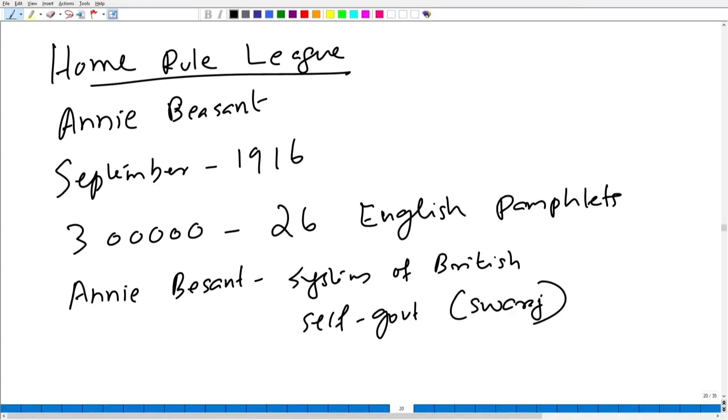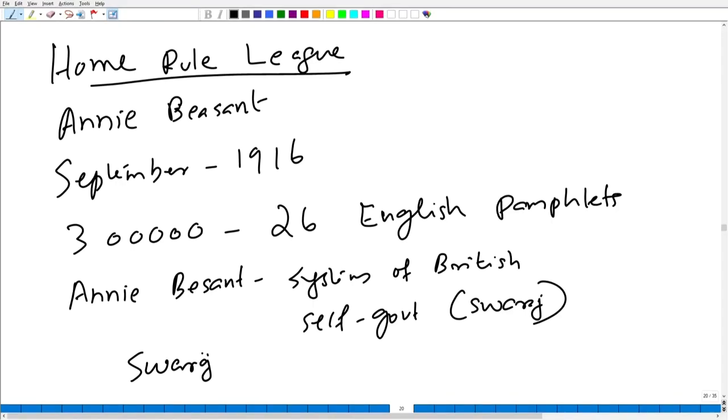The kind of home rule or Swaraj demanded by the Home Rule Leaguers was more or less the same as the Swaraj of the moderates. That is, self-governing institutions on the model of Canada and Australia, not complete independence. It was like the Swaraj earlier demanded by the moderate elements of the Indian National Congress.